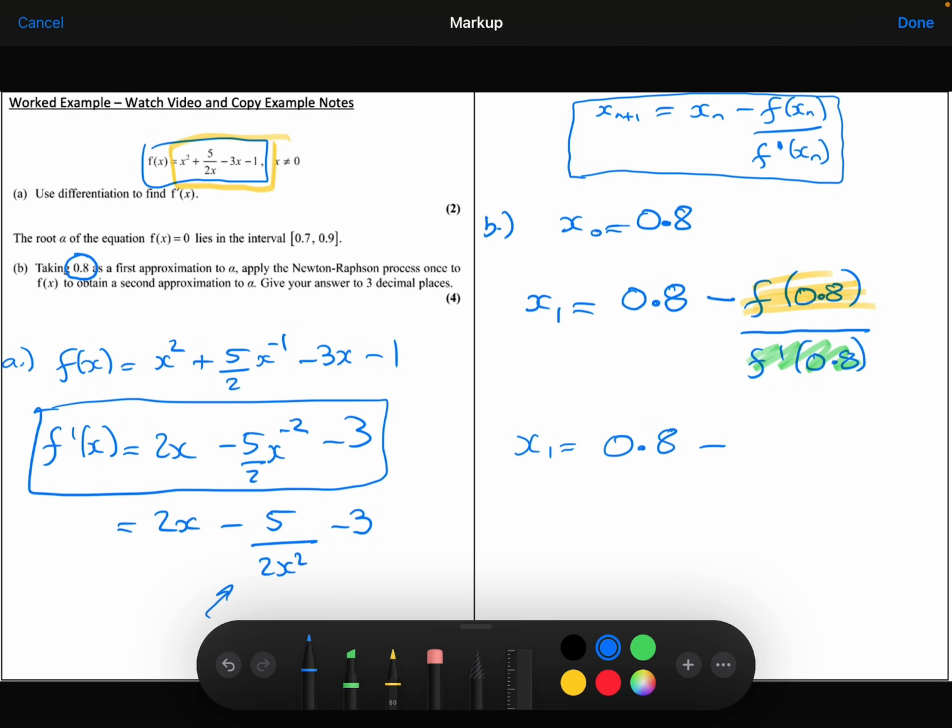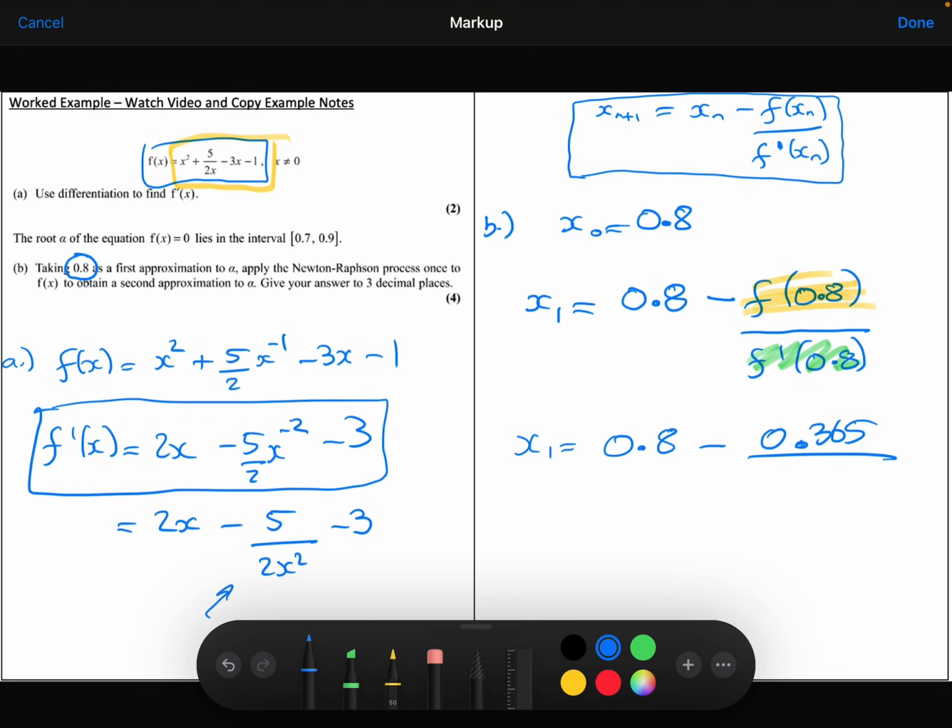When I substitute 0.8 into the original function, so 0.8 squared plus 5 over 2 times 0.8 minus 3 times 0.8 minus the 1, gives 0.365.